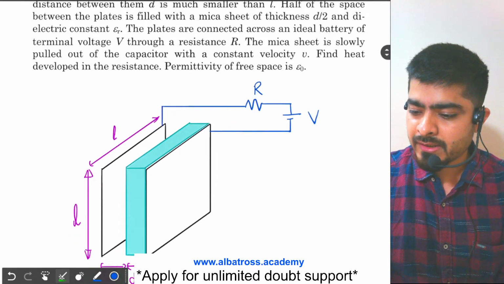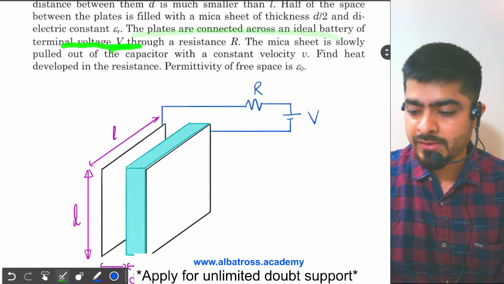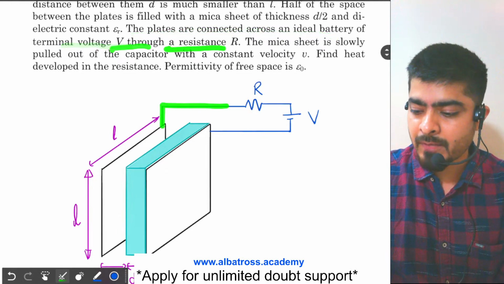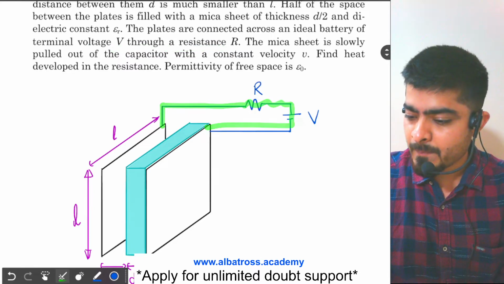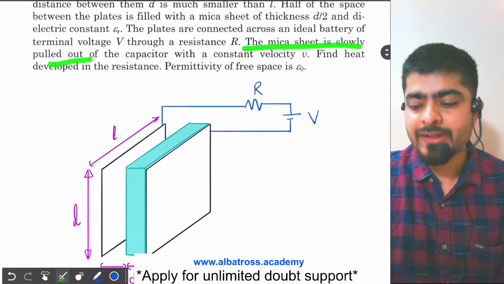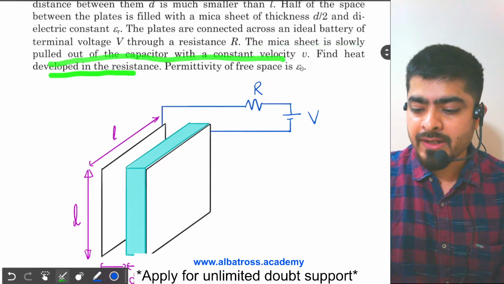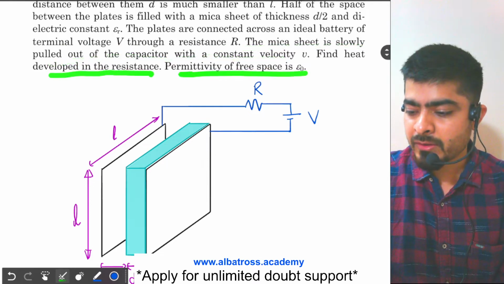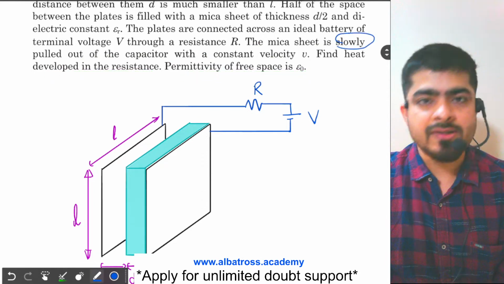Now they are saying that the plates are connected across an ideal battery of terminal voltage V through a resistance R. So we have a battery connected through a resistor R to the capacitor. Now the mica sheet is slowly pulled out of the capacitor with a constant velocity. Find heat developed in the resistance. Permittivity of free space is epsilon naught. So we have to stress on this word slowly.